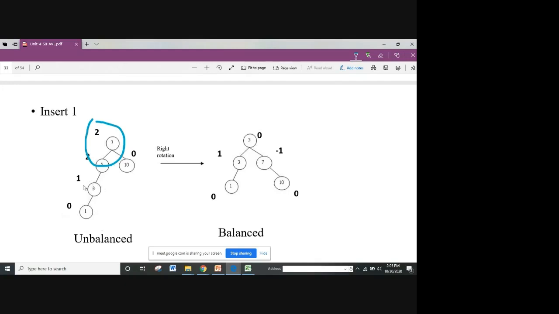If you rotate 3 and 1 for the right side, if you do a right rotation on 3 and 1, will you get it correctly? You will again form it into a zigzag tree, right? Yes, ma'am. So go to the above one stage. This is how you have to find it.